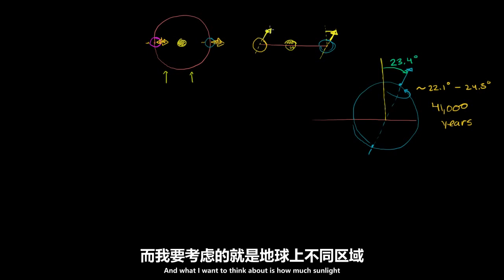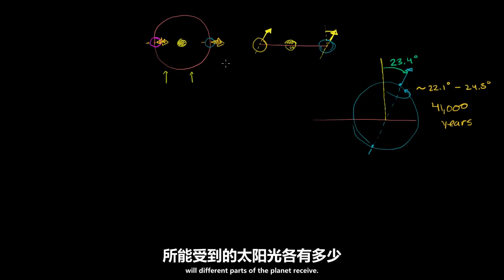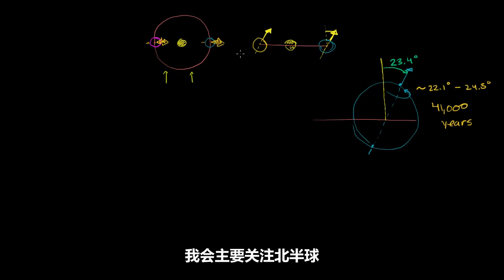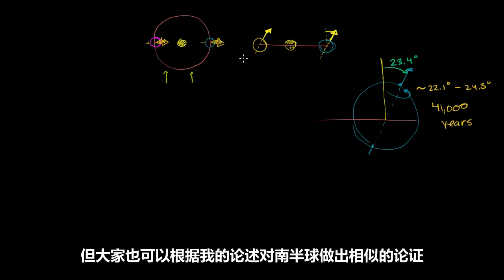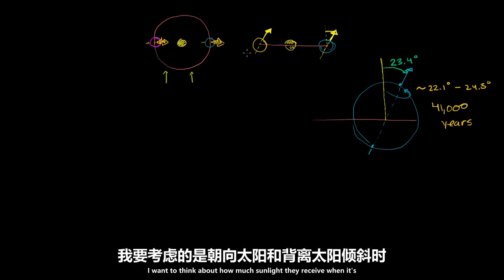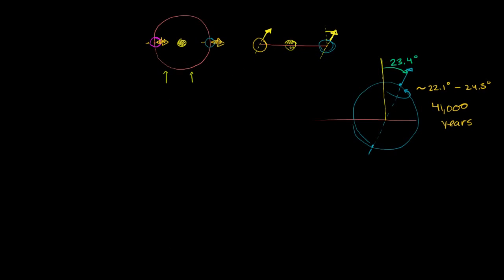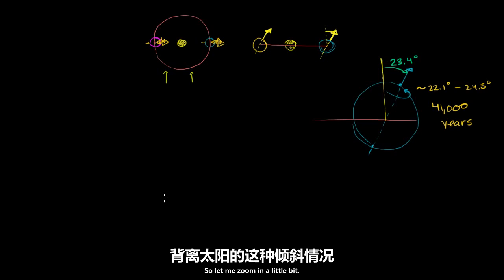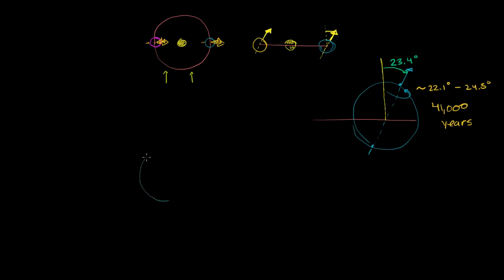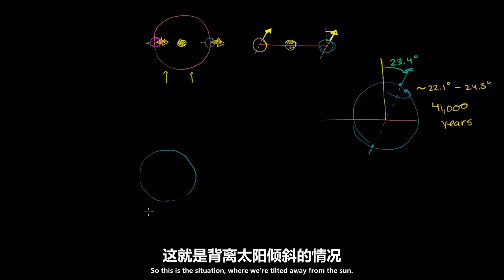And what I want to think about is how much sunlight different parts of the planet will receive. I'll focus on the northern hemisphere, but you can make a similar argument for the southern hemisphere. I want to think about how much sunlight they receive when it's tilted away or tilted towards the sun. And so let's think about those two situations. So first of all, let's think about this situation here where we are tilted away from the sun. So let me zoom in a little bit. So this is the situation where we're tilted away from the sun.